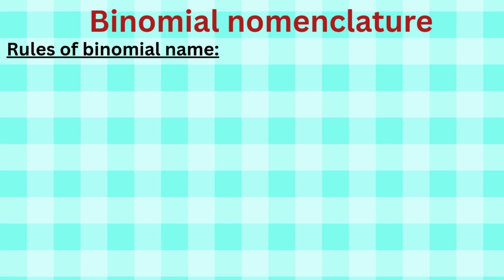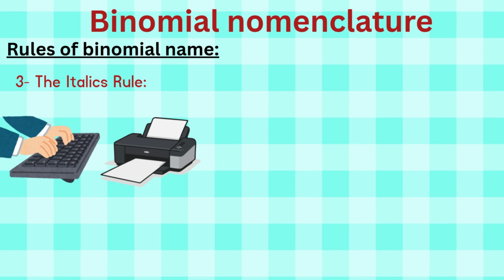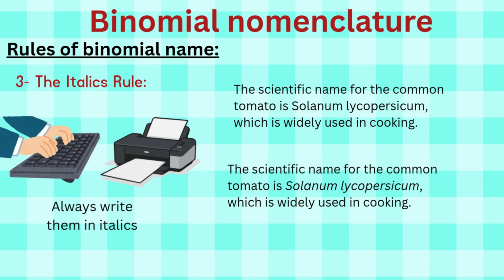Rule number 3, the italics rule. When typing or printing, your scientific names must stand out. Always write them in italics, like Solanum lycopersicum for tomato. This makes them instantly recognizable from the rest of your text.